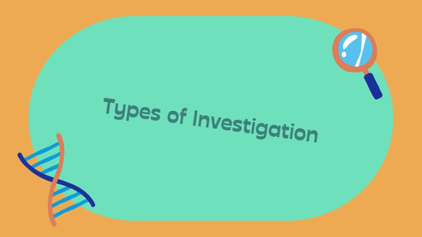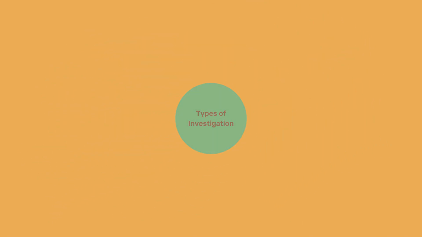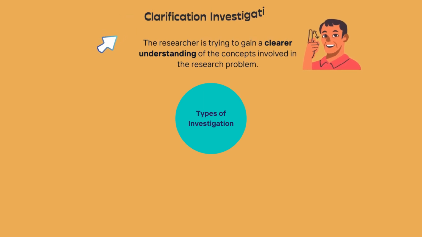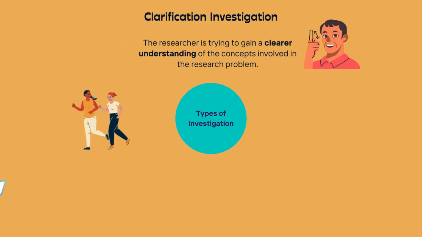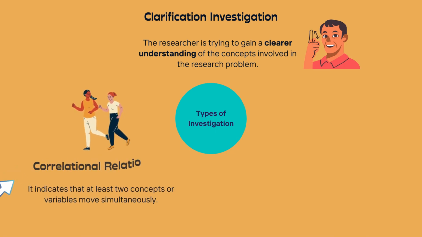Next, types of investigation. There are 3 types of investigation. 1. A clarification investigation. The researcher is trying to gain a clearer understanding of the concepts involved in the research problem.